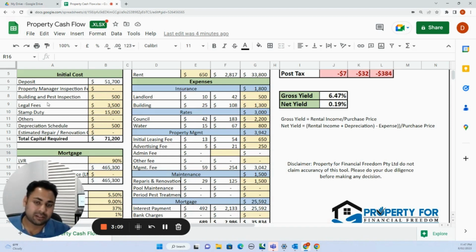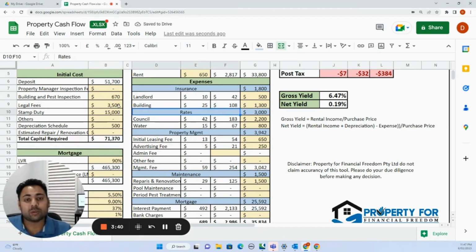Next is the building and pest inspection cost. Basically, we do not negotiate on the building and pest inspection clause in our contract, and that costs somewhere around $500 to $700 to cover both building and pest. In Perth, we have a very good building and pest inspector who does a very good report. We generally pay $670 to them, so I'll put 670 here.